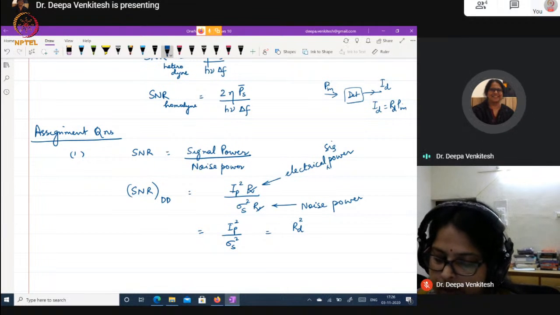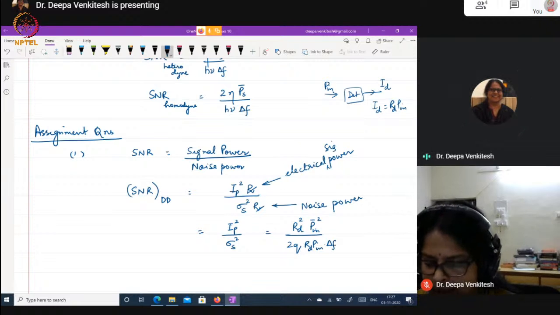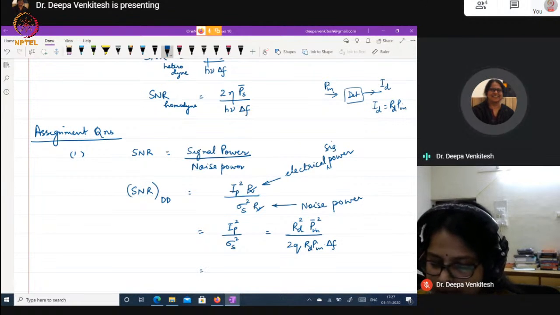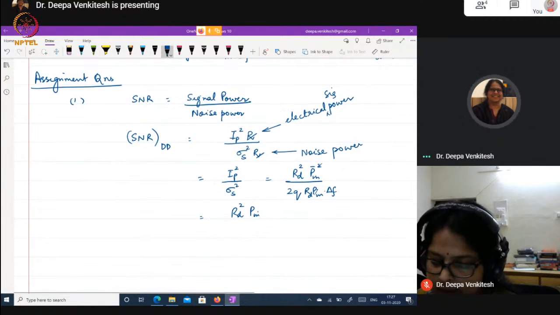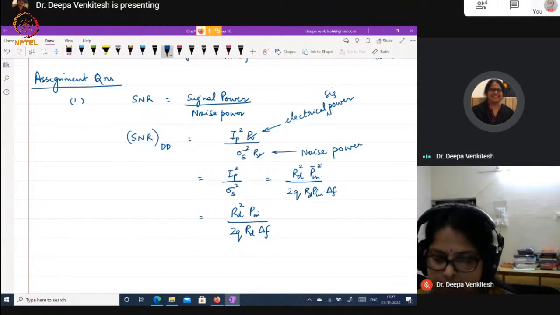So this is RD square. And since I'm talking about average power, I will say RD square Pn square divided by what is shot noise? Shot noise is 2Q times I, which is RD times Pn. And there should be a bandwidth, so that is delta F. Right? So which means that your SNR for a direct detection system would be RD square Pn, Pn cancels, so you will have divided by 2Q times RD times delta F. This is for a Homodyne detector.